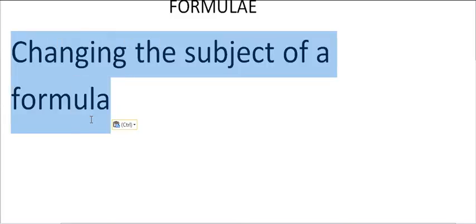Now, what we need to study is how we change and what is the subject of a formula. Changing the subject of a formula is our next topic. And how do we change the subject of a formula? To understand this, take an example of the formula we had done earlier, where speed is equal to distance upon time.